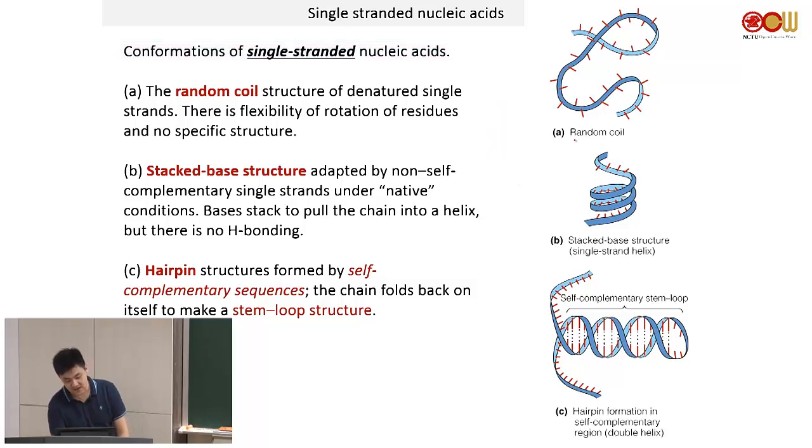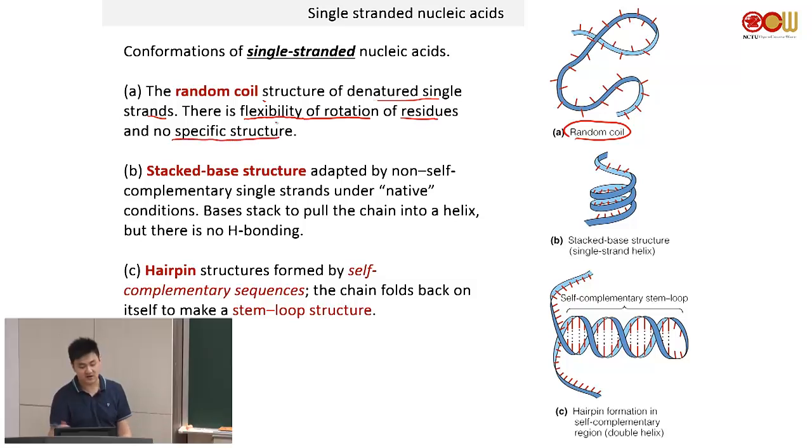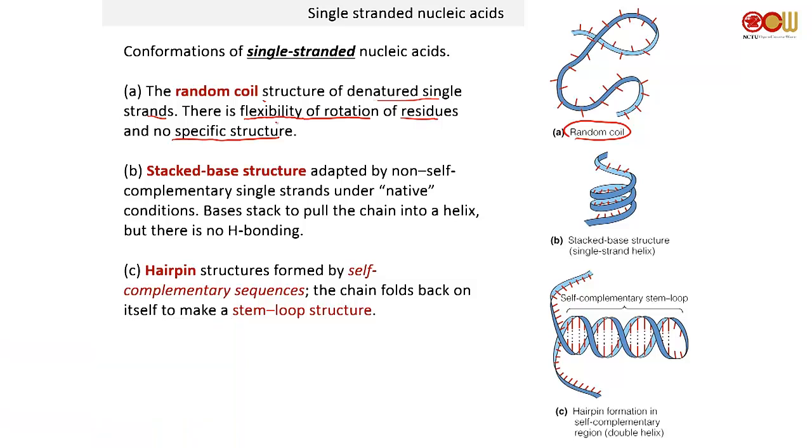What do you have? You have A, random coil. Random coils happen a lot. Random means there's no particular structure and they're just wandering around. In the random coil structure of single strands, there is flexibility of rotation of residues, and there's no specific structure. So it's just floating around in random coils. Of course, it's still going to be coils because it will have hydrogen bonding among themselves. Then you have B, stack-based structure.